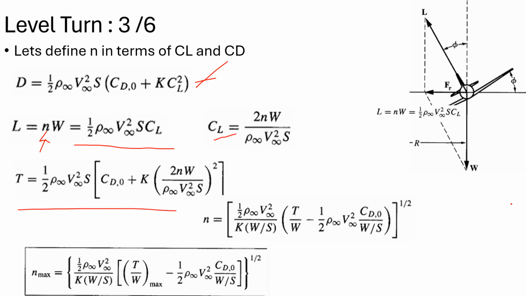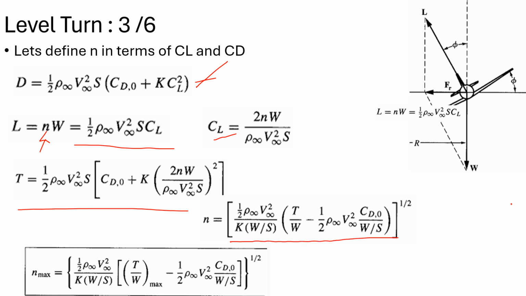We are going to put this CL value in the equation above for CD, and we get the value of thrust, which is equal to drag, of course. Thrust will always be equal to drag. So thrust is equal to half rho v square s times CD naught plus k times 2nW over rho v infinity square s, all squared. All right. And this gives us the value of n as given in this equation here.